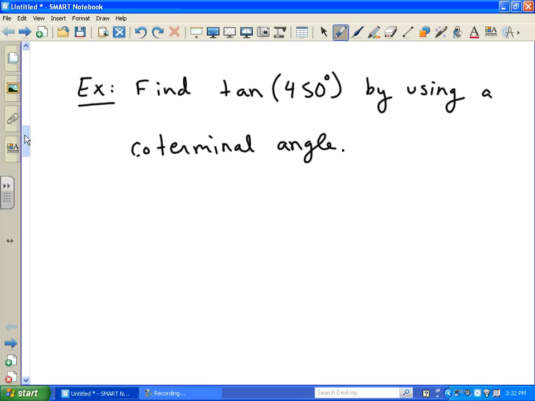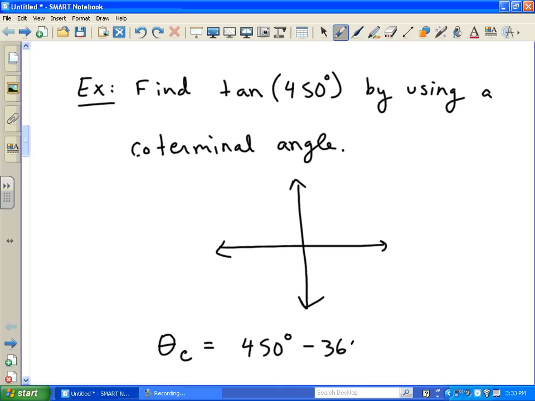So for example, let's say we want to find the tangent of 450 degrees by using a coterminal angle. First of all, let's draw this. Okay, so 450 degrees, I need to figure out where that's located, which quadrant that it's in, or if it's not in a quadrant, which axis it falls on. So first thing I'm going to do is find a reference angle. Okay, 450 degrees is larger than 360 degrees, so I'm going to subtract those two values off. When I do that, I actually end up with 90 degrees.